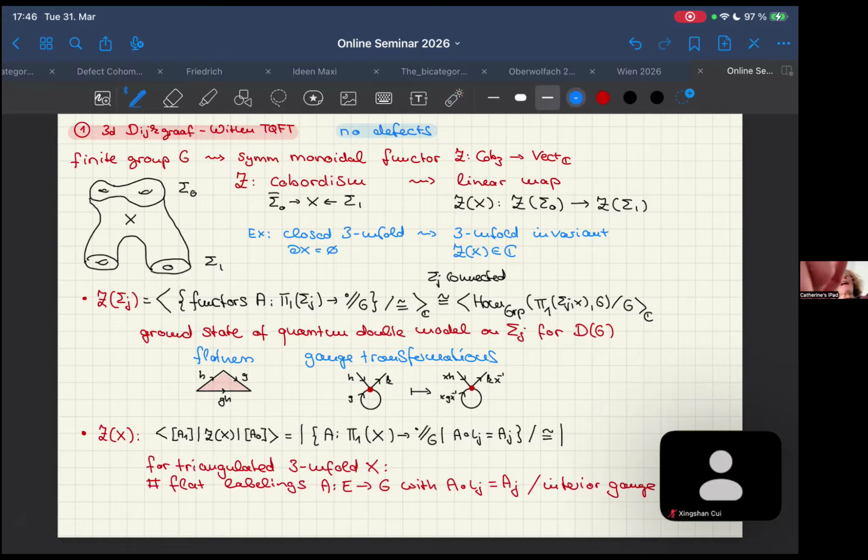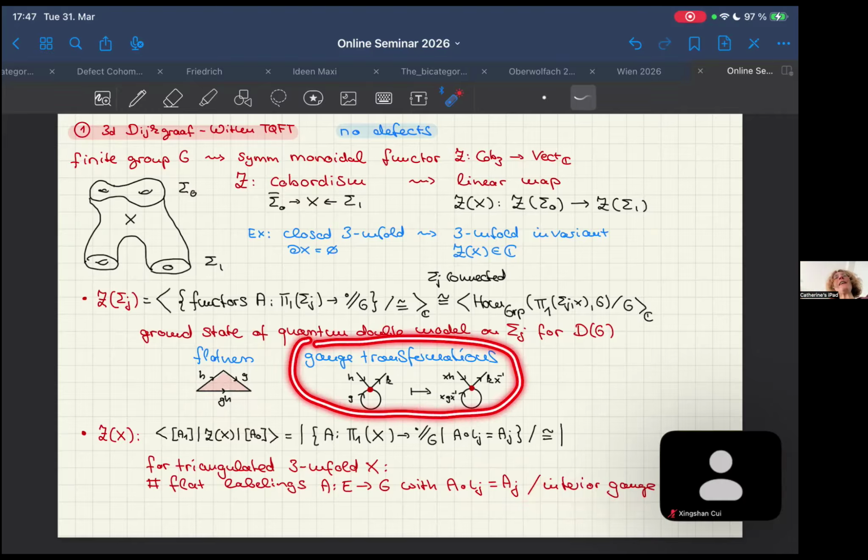And if we take a triangulated manifold X, just to make it a bit more concrete, then this matrix element here is simply the number of flat labelings of the edges with group elements. So flat means that for every triangle we have this condition, that restrict to the appropriate boundary labelings up to interior gauge transformations. So gauge transformation like here, but only on the vertices that are not at the boundary. Okay.